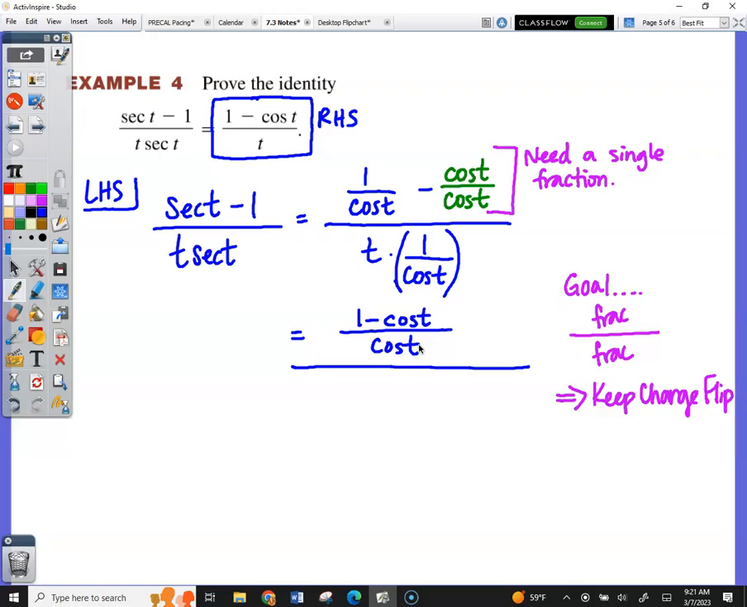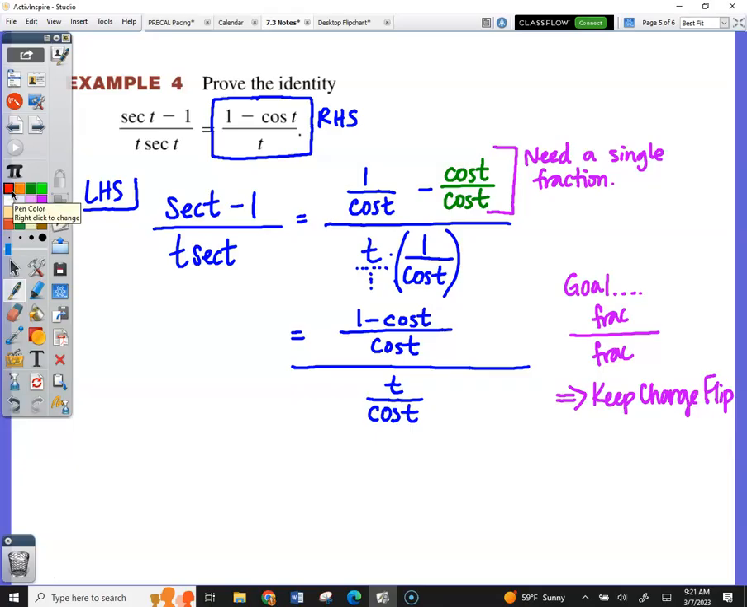Now on the bottom, the only real way to clean this up, and this is just up to you, is this is understood to be over 1. So you could just multiply that t to the top of that little fraction right there. And now I have a fraction over a fraction, which means I can keep, change, flip. Okay? Make a note. Or not make a note, just watch.